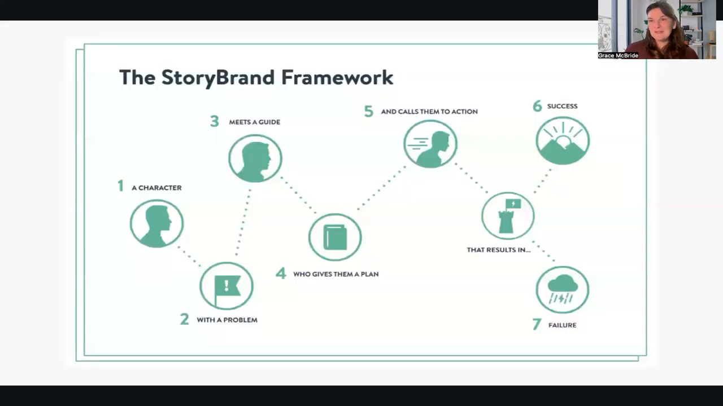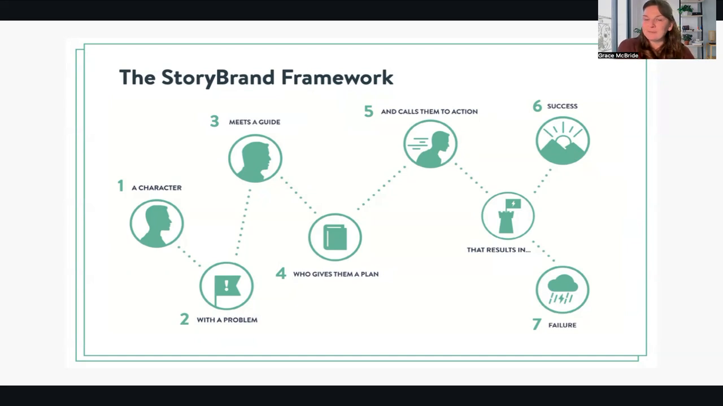So, this is the story brand framework. This was created by a man called Don Miller, and I highly recommend checking out some of his resources. He has an excellent book, he has a heap of free resources online, and he also has some great courses. So this is his framework, but you might recognize it in most classic movies, TV shows, books. This is a classic storytelling journey. So, the story brand framework goes like this. There is a character with a problem who meets a guide. The guide gives them a plan, calls them to action, and that action will either result in success for our character or failure.